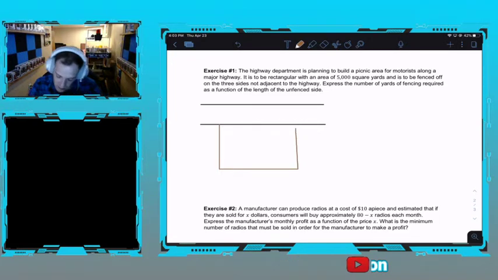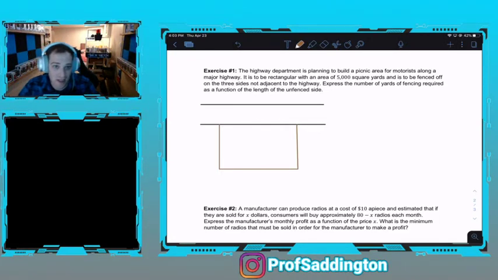I want this straightened for me. Straighten for me. Yeah, that is not straight.